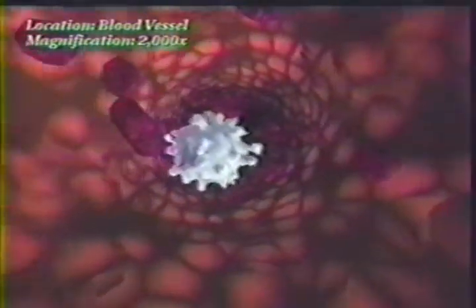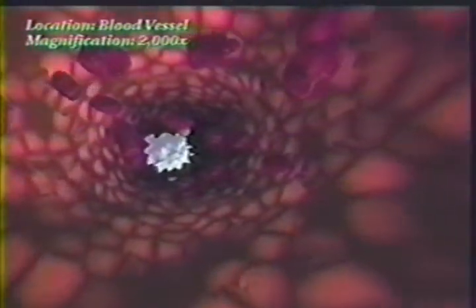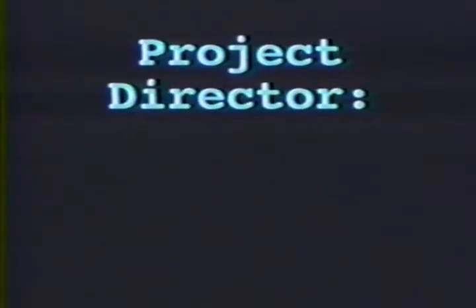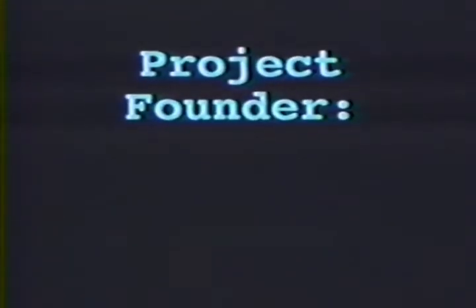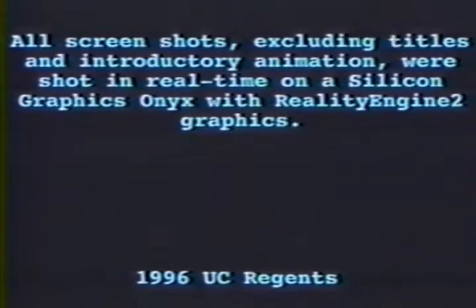We have emerged from the surface of the helper T cell and now must prepare for immediate extraction from the body, having successfully accomplished our mission. Eject sequence initiated.